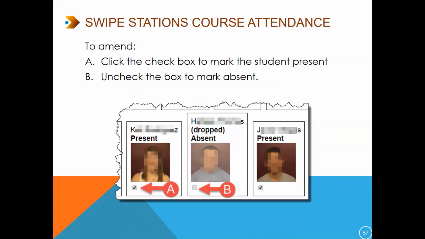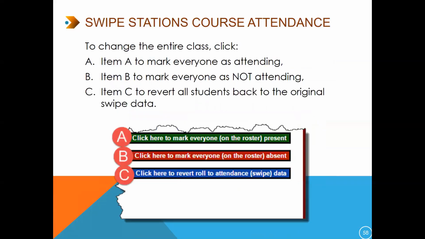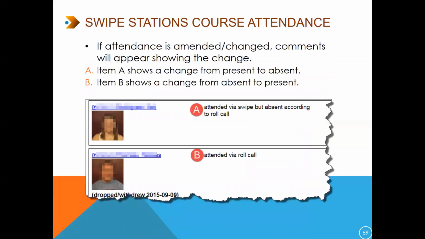If you amend it, it allows you to check those that were present and uncheck those that were absent, or vice versa. You can switch them whichever way. You also have the option at the bottom to mark everyone as present, mark everyone as absent, or revert back to the original attendance if you've made changes to some people. And then you can see attended via swipe but absent according to roll call, or attended via roll call.